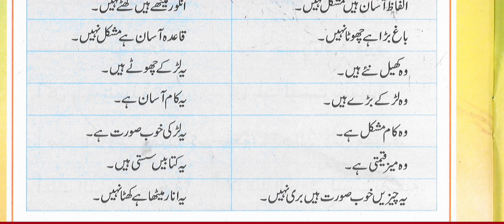ये लड़की खूबसूरत है. هذه البنت جميلة. वो मेज़ कीमती है. That table is costly. ये किताबें सस्ती हैं. These books are cheap. ये चीज़ें खूबसूरत हैं, बुरी नहीं. These things are beautiful, not ugly.